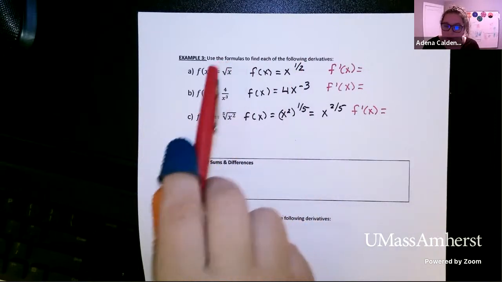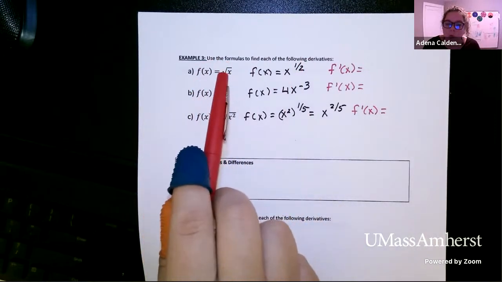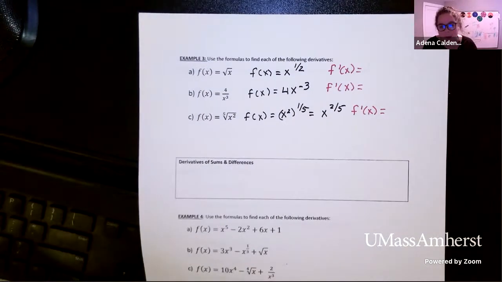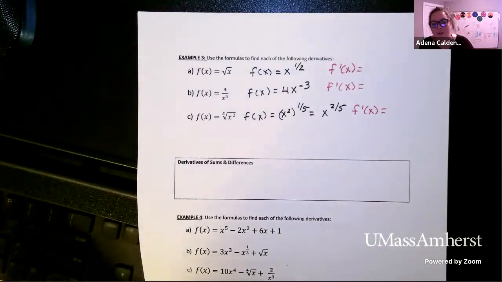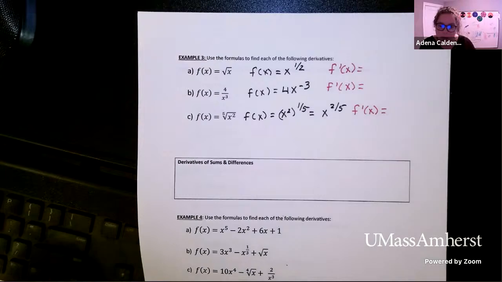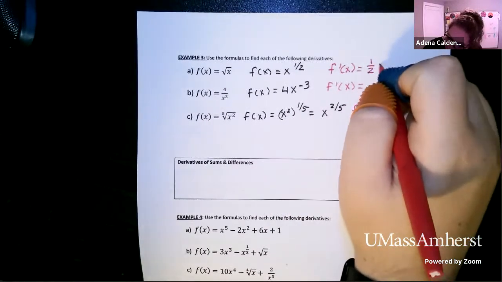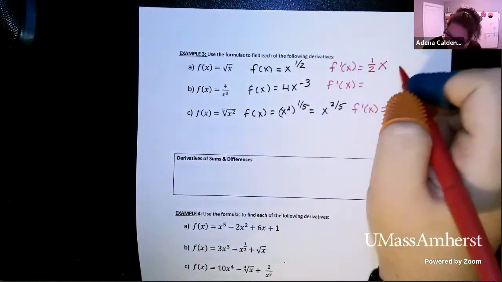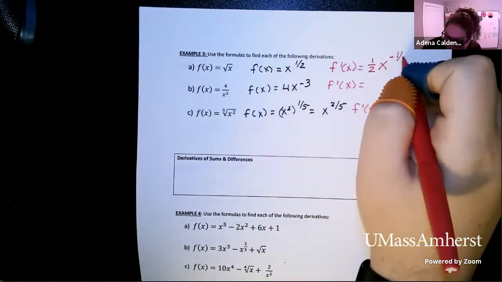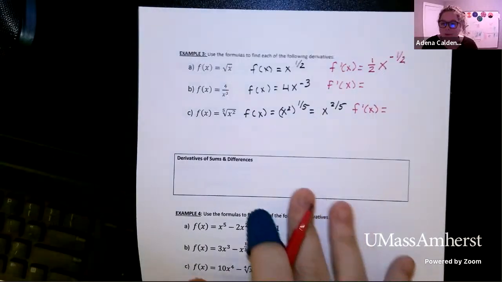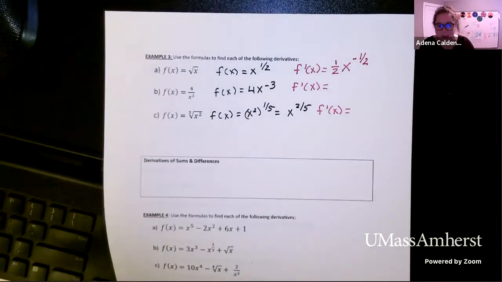And so we can't do anything when we have the symbol. So we have to turn the symbol back into a power. Once we have it as x to the 1/2, then we can go ahead and take the derivative. So again, the power comes down in front. We subtract 1 from the power. And we get 1/2 x to the negative 1/2.